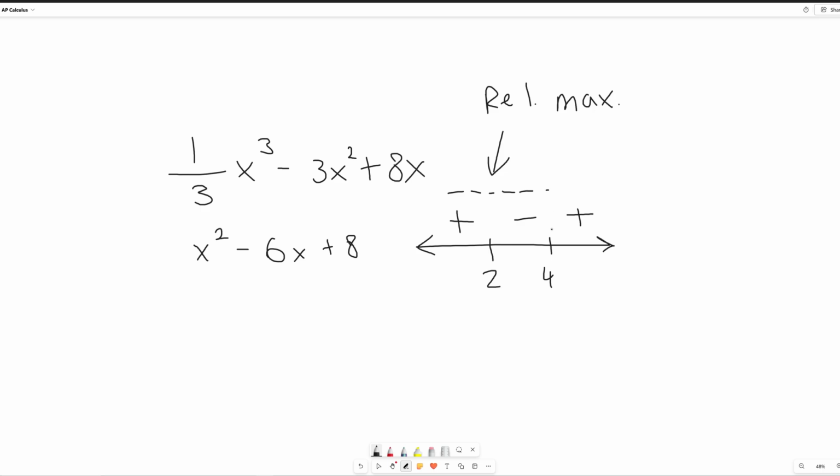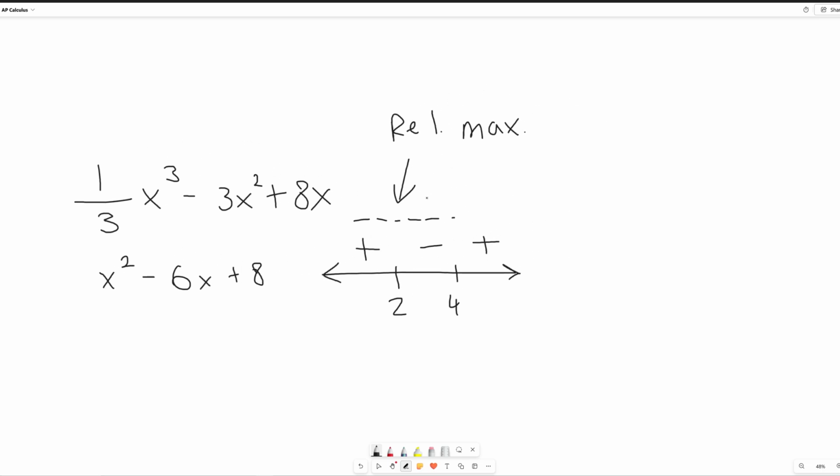And then, the same can be said vice versa for this. It's negative over here, so the derivative is negative, it's decreasing, decreasing, hits 0, then starts increasing. That means this is our relative minimum. So, relative maximums occur when the derivative goes from positive to negative, and then relative minimums occur when the derivative goes from negative to positive.